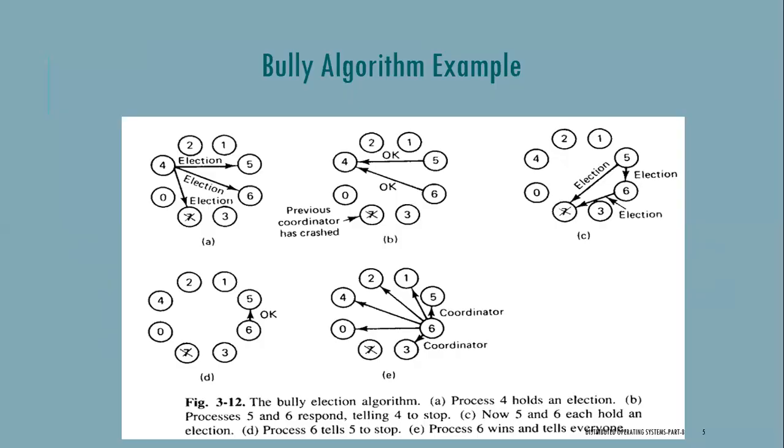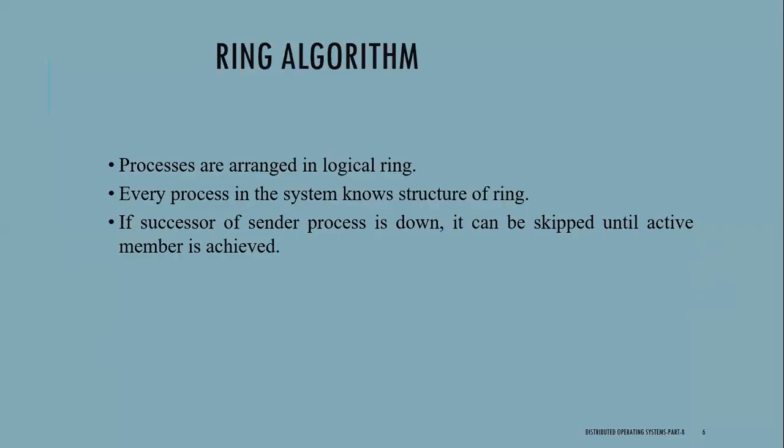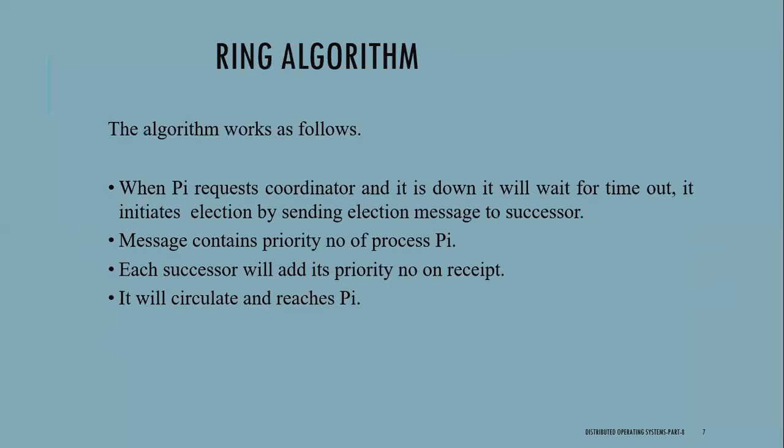Now the ring algorithm. In it, processes are arranged in a logical ring. Every process in the system knows the structure of the ring. If the successor of the sender process is down, it can be skipped until an active member is reached. When PA requests the coordinator and it is down, it will wait for the timeout. It initiates an election by sending an election message to its successor. The message contains the priority number of process PA. Each successor will add its priority number on receipt. It will circulate and reach PA.